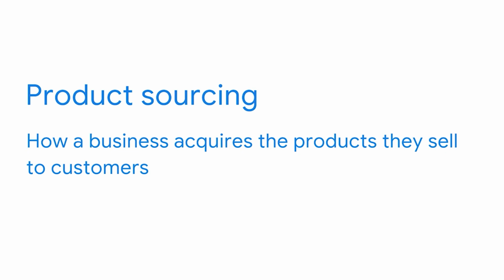Earlier, we covered how to research products in order to make sure they'll be successful in the market. One step in that process was to figure out the profit margin. That includes factoring in the cost for packaging, shipping, and fulfillment. These costs depend largely on how the company decides to source their products. Product sourcing, or how a business acquires the products they sell to customers, is a key factor in how an e-commerce business operates. Imagine a business that wants to sell mattresses online, for example.